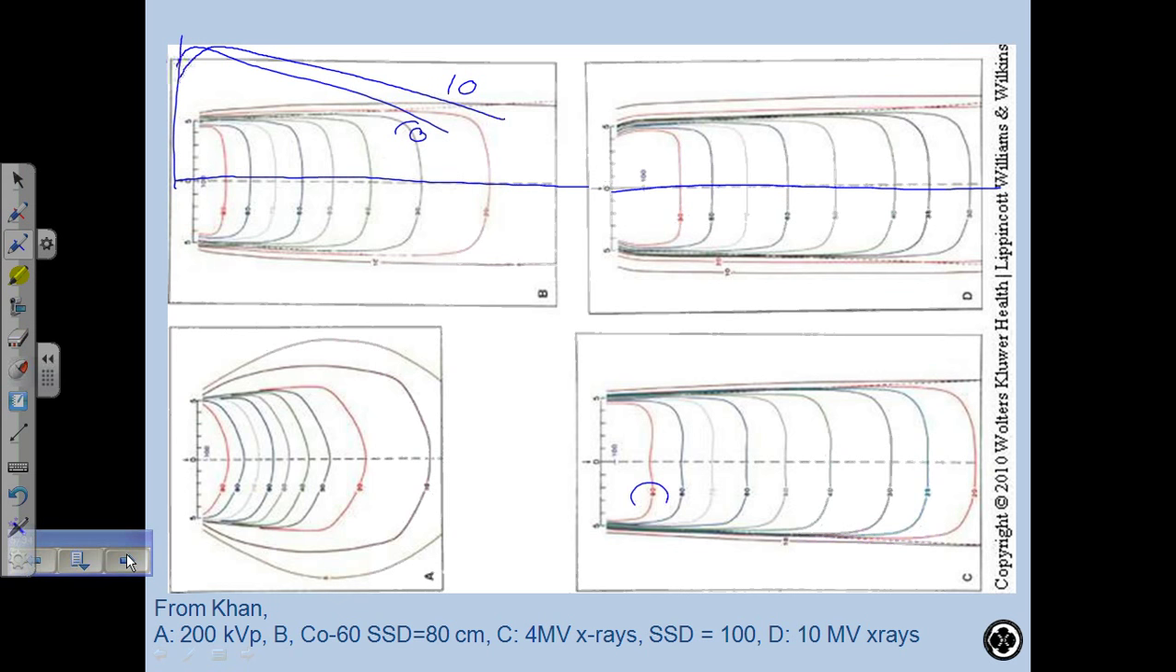What are these things? See those humps? These humps right here? Those are horns. Remember when I draw profiles, I draw them like this. Okay. So those are the horns that you see in the profile. You won't see those horns in cobalt 60. Why don't you see those horns? Where do the horns come from? Yeah. What kind of filter?